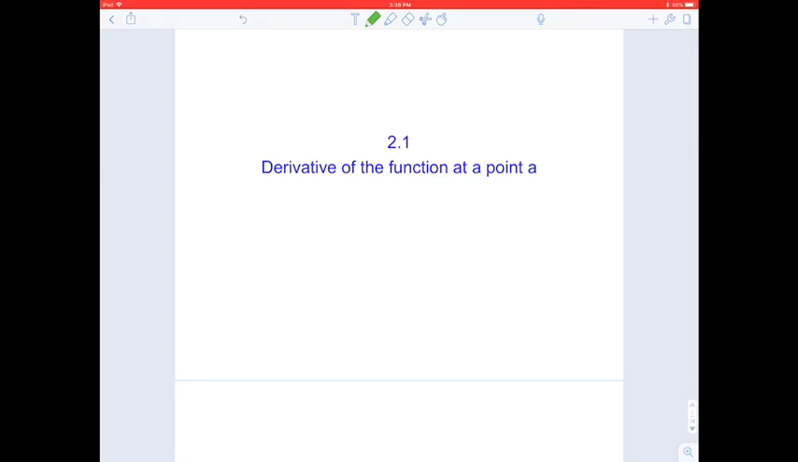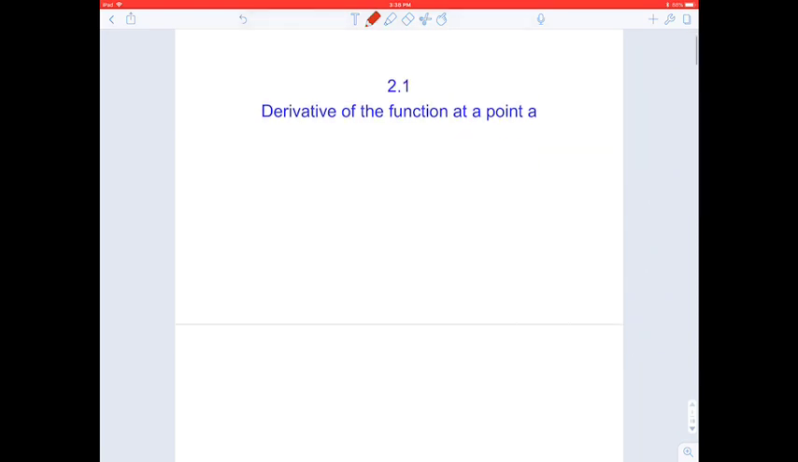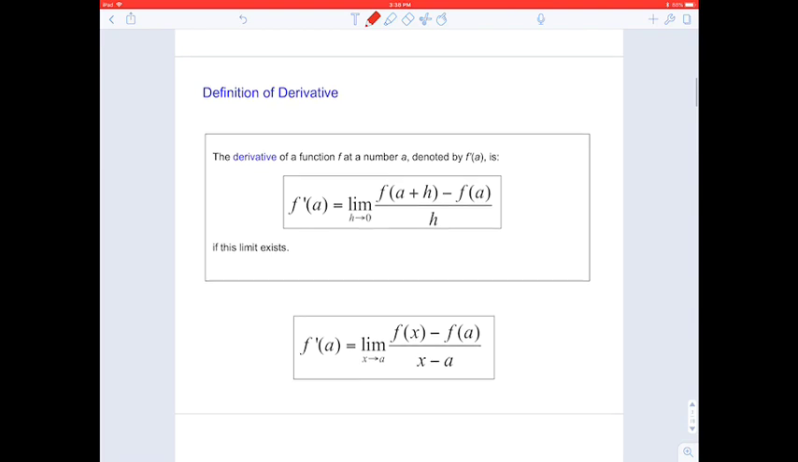In this video, I will talk about the derivative of the function at the point a. Definition of the derivative. The derivative of the function f at the number a is denoted as f prime at a and is equal to the limit as h approaches 0 of the ratio f of a plus h minus f of a over h, if the limit exists.